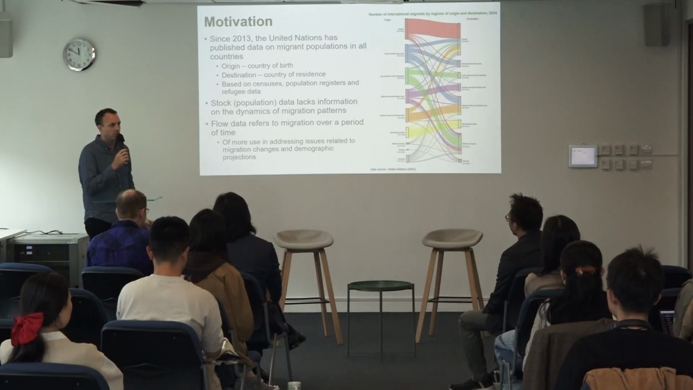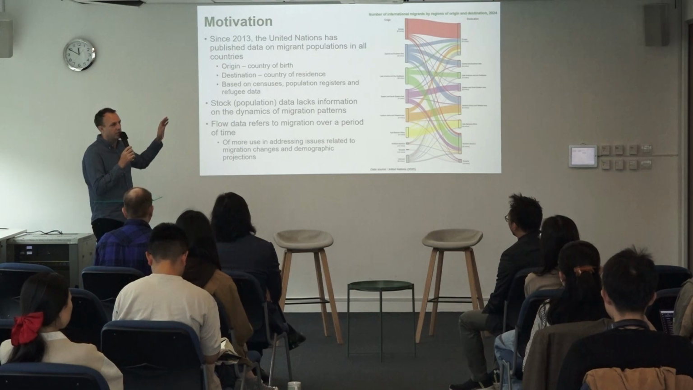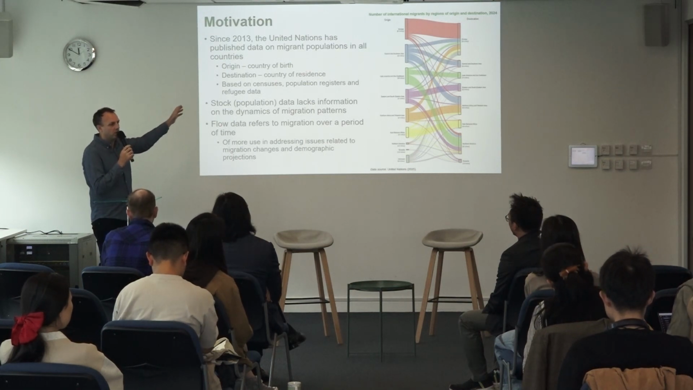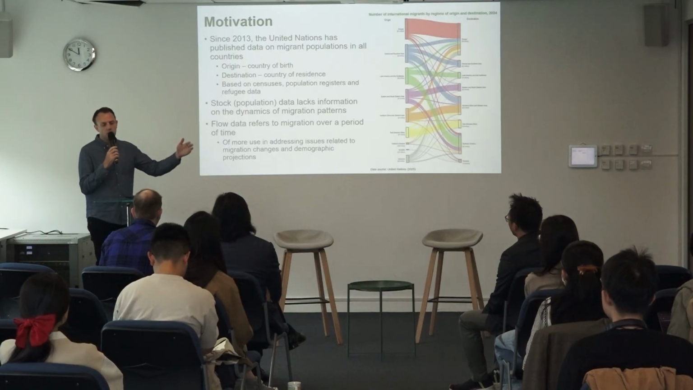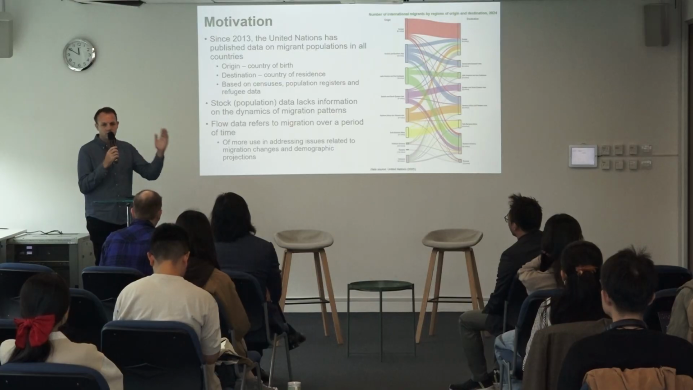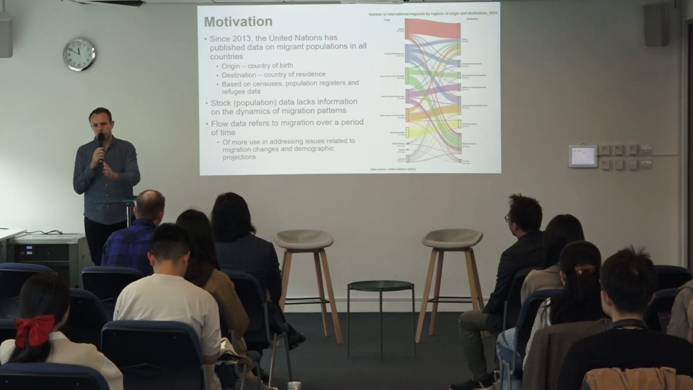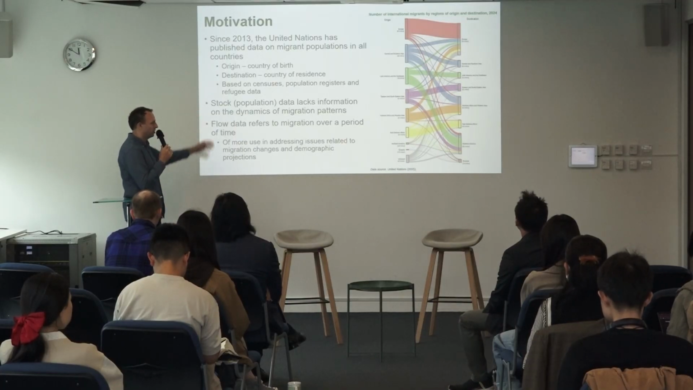So on the global level, which is where I'm working, since 2013, the UN started to publish data on migrant populations. That is, they give a count in every country and every destination of the number of people by their country of birth. So for example, in China, how many people that were born in Britain are resident there, and you know that in 5-year intervals, in 1990, 1995, 2000, and so on. So this is what we call stock population data.